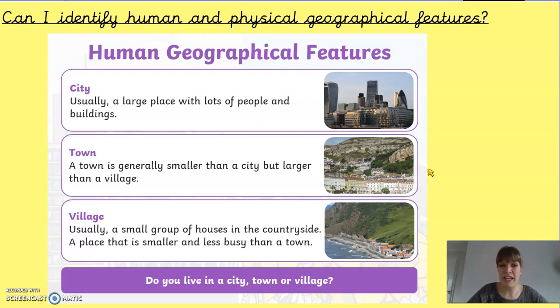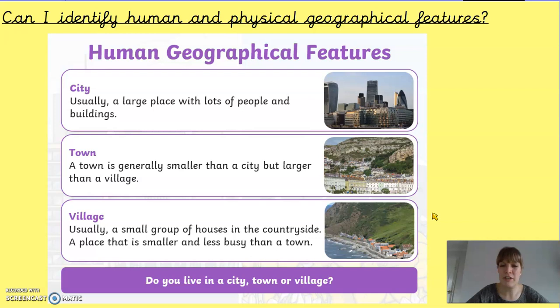You've got towns as well, so just a bit smaller than a city, but larger than a village. And then you've got villages, with a very small population. They have a small group of houses, and they're normally in the countryside. So, big cities, medium towns, small villages, okay?